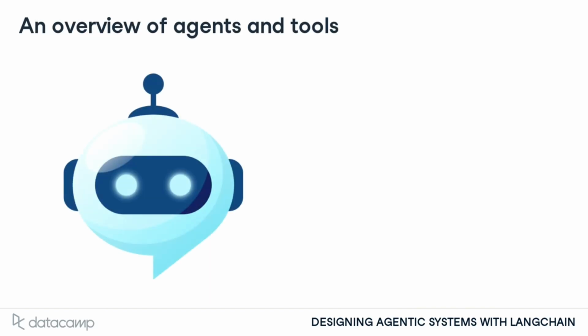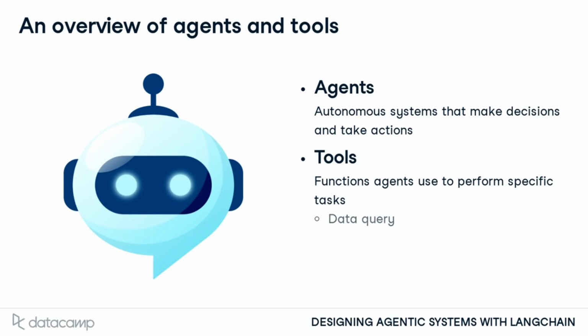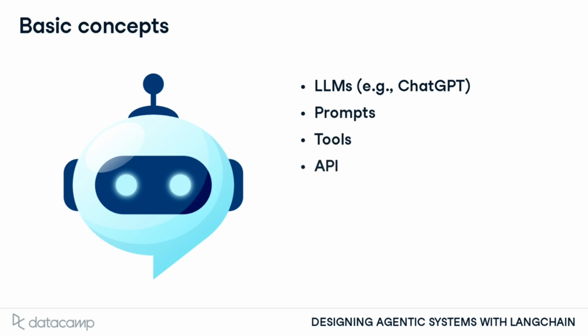We'll be working with agents and tools. Agents, prominent across many industries, are intelligent, autonomous systems that make decisions and take actions, much like humans. Tools are functions that agents use to perform tasks, such as data query, research reports, or data analysis. Before starting, you should be familiar with large language models, such as ChatGPT, prompts, tools, and using APIs for data retrieval and communication.